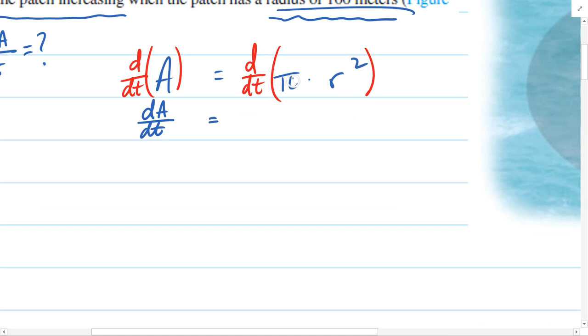And in this example on the right, I have a constant pi and the exponent r squared. So the derivative of this guy is going to be 2 pi times r. But again, I don't know the derivative of r with respect to time. So considering the mini chain rule, I'm going to have to multiply this by dr dt.